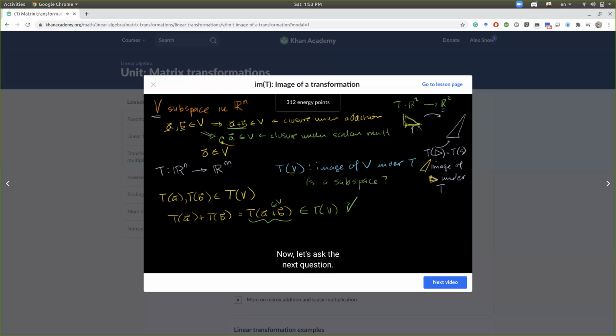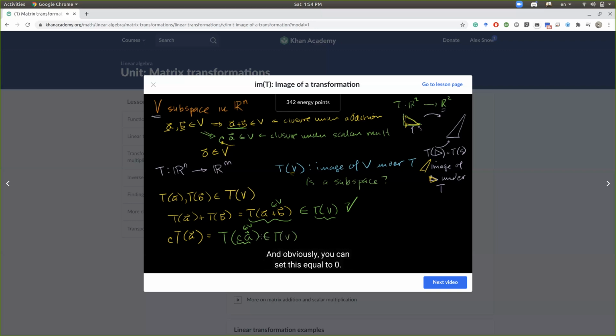Now, let's ask the next question. If I take a scalar multiple of some member of my image of V under T, what is this equal to? By definition, for a linear transformation, this is the same thing as the transformation of the scalar times the vector. Is this a member of our image? Well, CA is definitely in V, from the definition of a subspace. And so if this is in V, the transformation of this has to be in V's image under T.